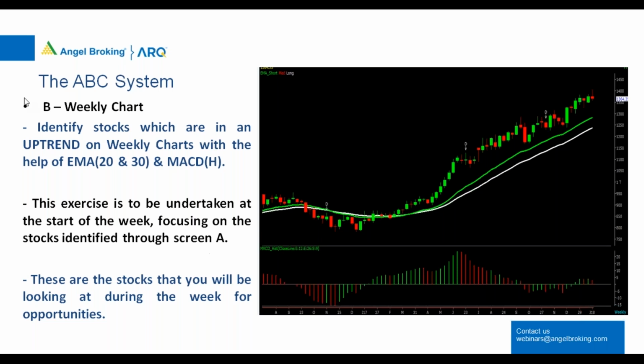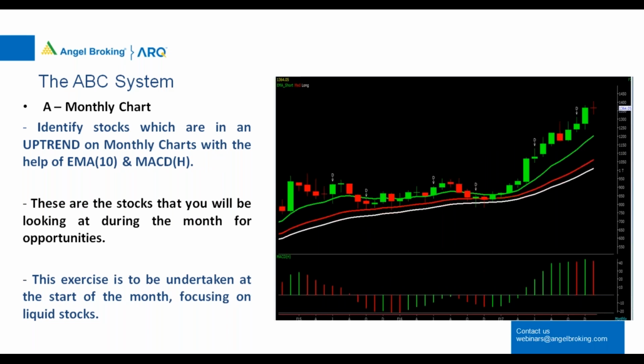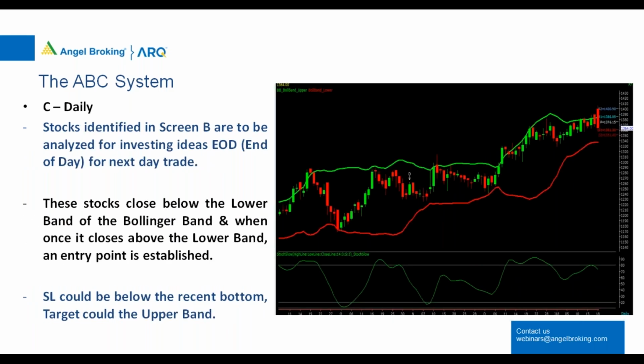This is an exercise which you need to do on your weekend, so people who don't have that much time to spend during the day, this is a very good exercise. You can do it on a weekly basis. First of all, you looked for those stocks which are strong on the monthly charts, and then you look at those stocks on the weekly chart, and you find that this stock is also in an uptrend, so any correction I will be using as a buying opportunity.